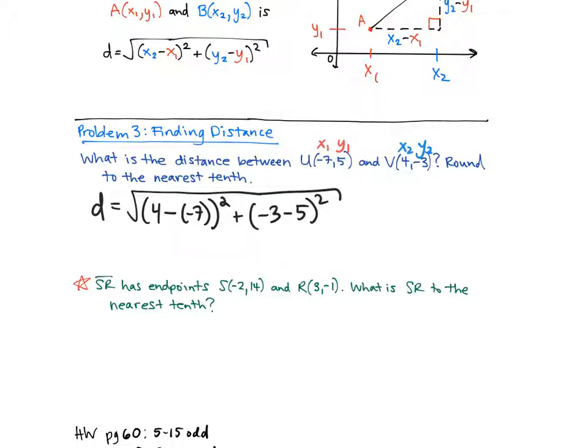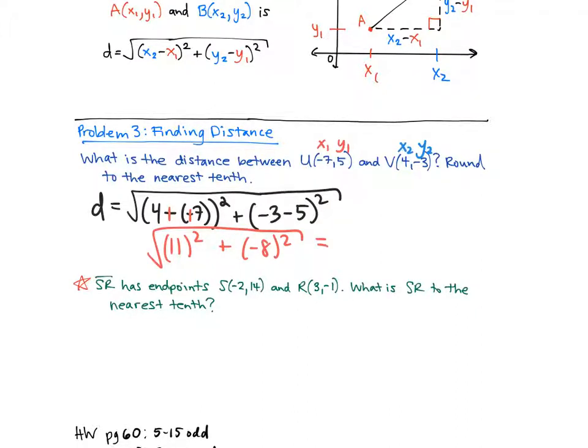Remember PEMDAS. We're going to start with our parentheses. So in this parentheses, we're subtracting a negative 7. So remember, when you subtract a negative 7, you're in essence adding. So let's just change that to be adding. So 7 plus 4 is 11. So this is going to be 11 squared. And then negative 3 minus 5 is going to be negative 8. That's going to be negative 8 squared.